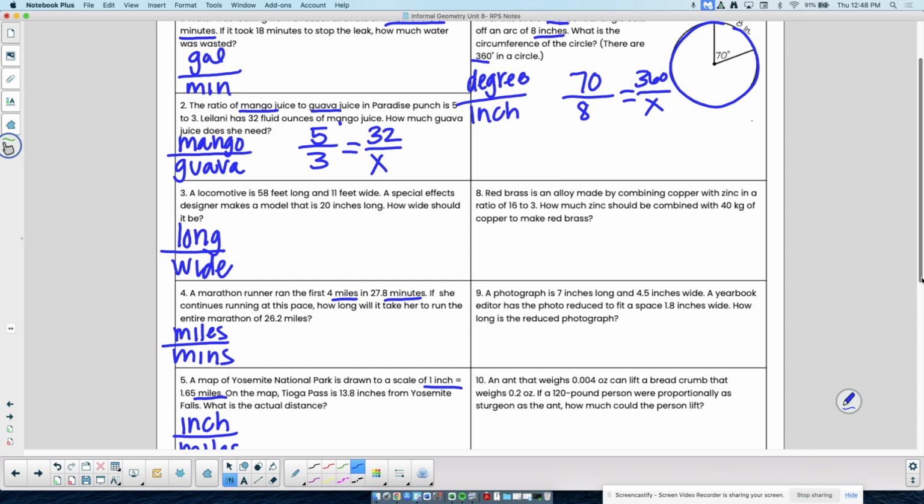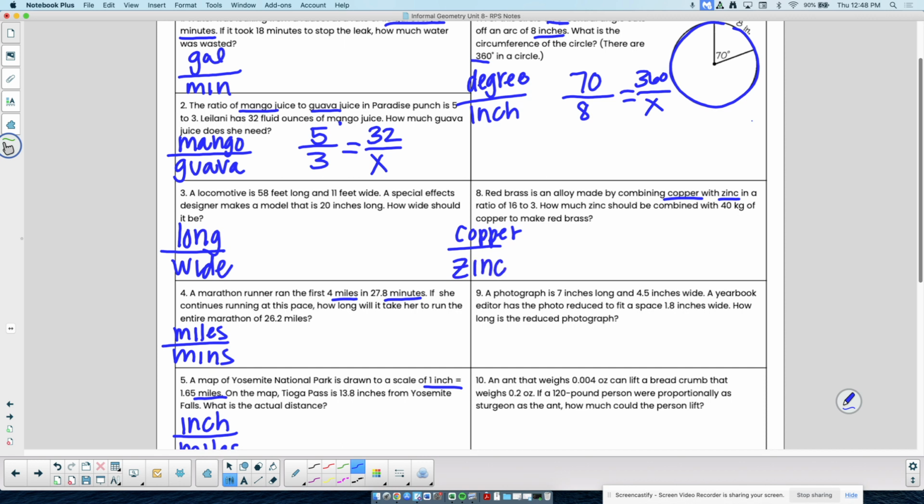Red brass is an alloy made up of combining copper and zinc in a ratio of 16 to 3. How much zinc should be combined with 40 kilograms of copper to make red brass? So what two things do we have? We have copper and zinc. Copper to zinc. And this one we'll set up too because it's kind of goofy again.